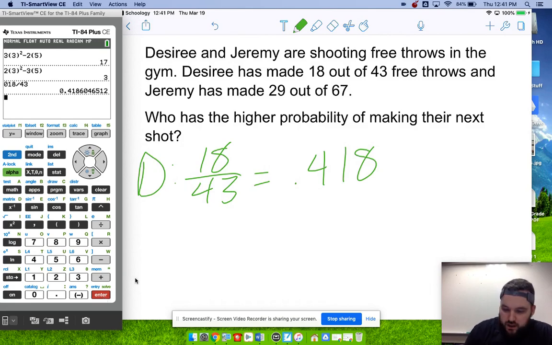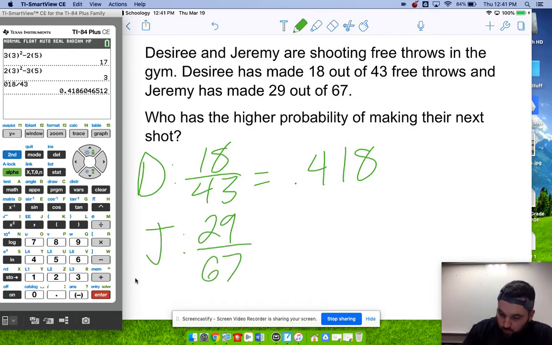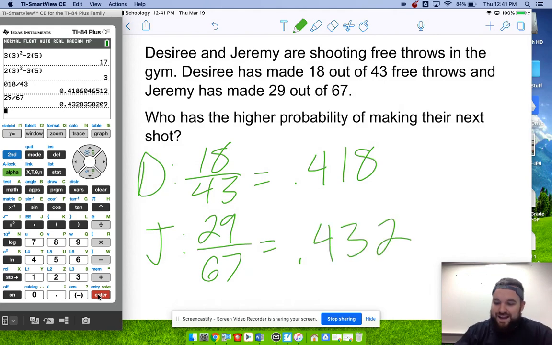42%. And Jeremy's stats were he made 29, so he made more, but he shot 24 more free throws. 29 out of 67 is 0.432. So who has the higher probability of making their next free throw? We would have to say Jeremy does, based on the results of the experiment thus far.